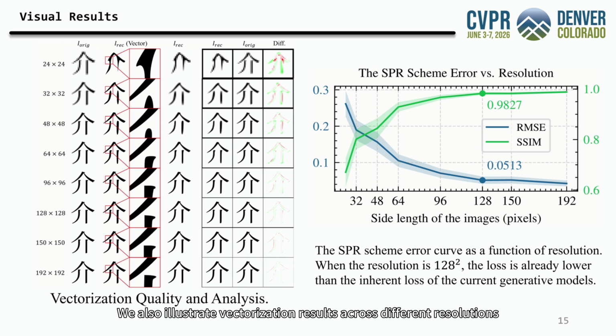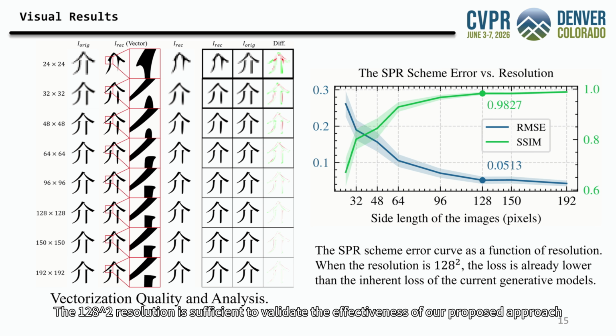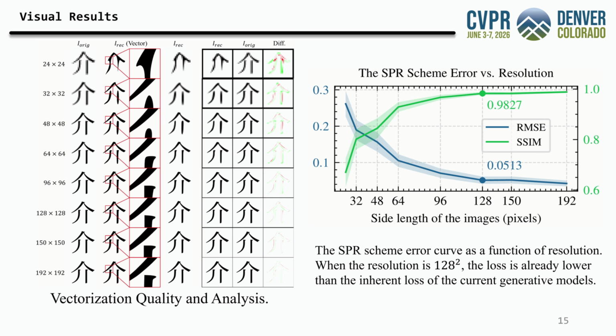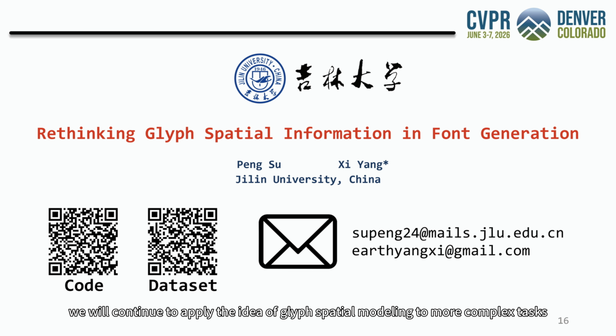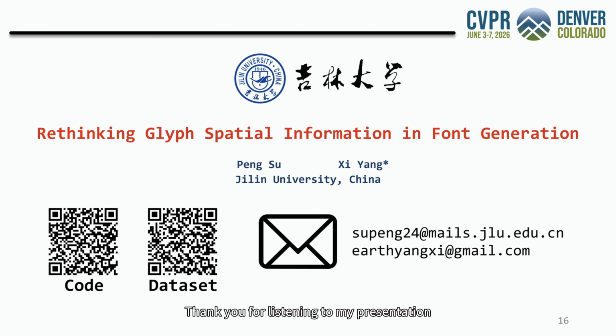We also illustrate vectorization results across different resolutions. The 128 squared resolution is sufficient to validate the effectiveness of our proposed approach, because the vectorization error is sufficiently low at this resolution. In the future work, we will continue to apply the idea of glyph spatial modeling to more complex tasks. Thank you for listening to my presentation.